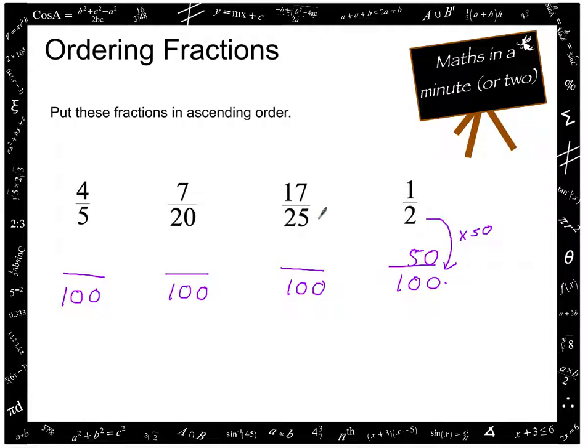Now let's look at the same thing here. To get from 25 to 100, we would need to multiply by 4, so we do the same to the 17, which is 68.